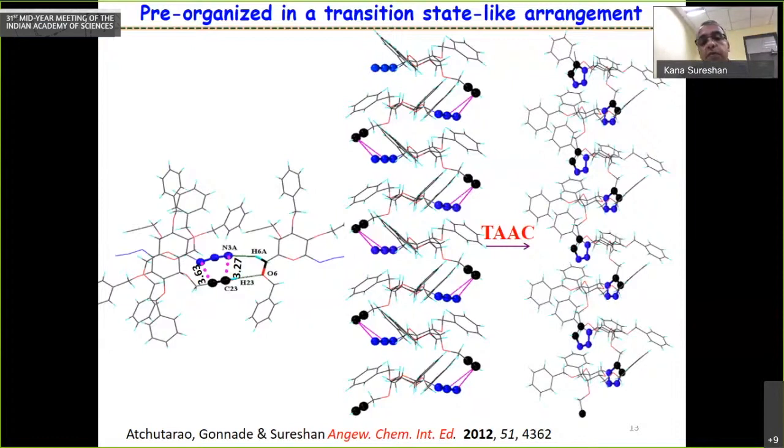So after some time, if you do the crystal structure again of the same crystal, you find that all of this azide and alkyne has vanished, but you have triazole on the right side of the picture. So it's a single crystal to single crystal transformation, which happens even at 0 degrees centigrade. Next slide, please.